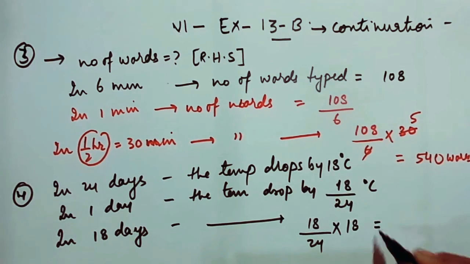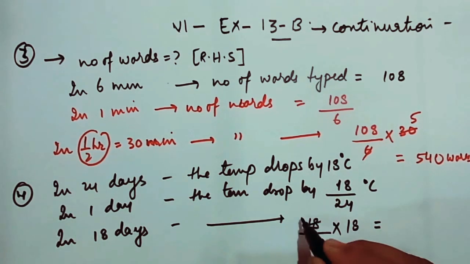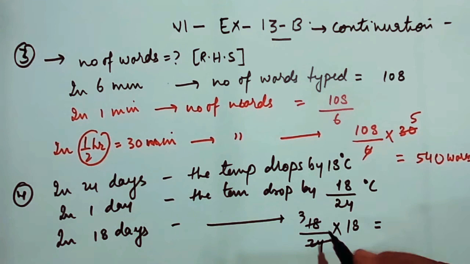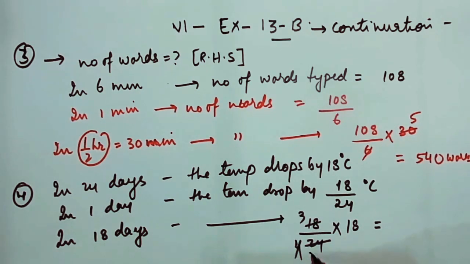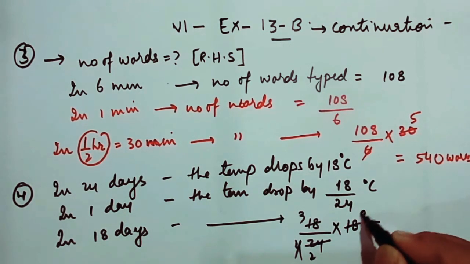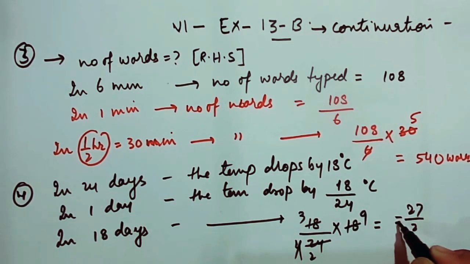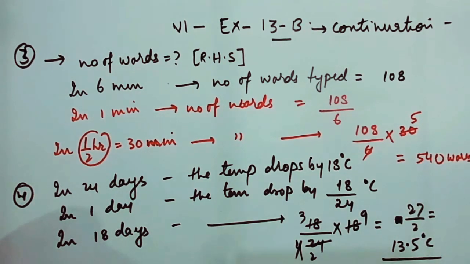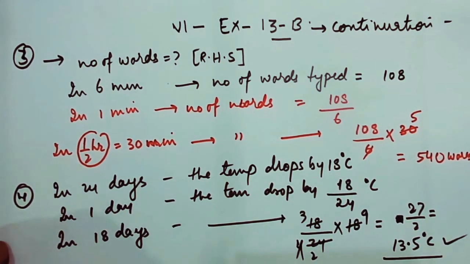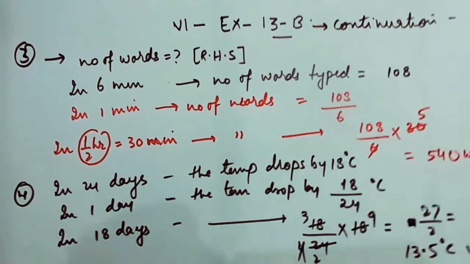So when you solve it, 6 3s are 18, 6 4s are 24. Now what? 2 times 2, 9 times 27 by 2 will give you how much? 13.5 degrees Celsius. 13.5 degrees Celsius will be the temperature drop in 18 days.